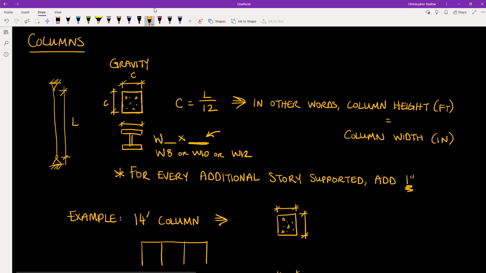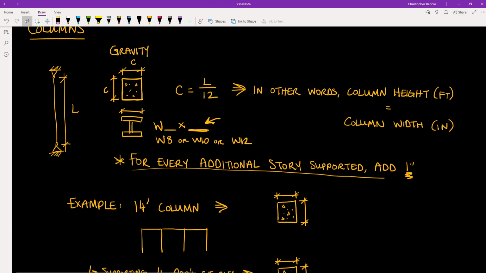So we won't really look at that too much in this course since it's an architectural course. But for concrete, we do have a general rule that we can apply that whenever we add an additional story, we add 1 inch to the dimension of the column. So with steel, when we add stories, we're typically adding more weight to the section. With concrete, for every additional story, we add 1 inch.